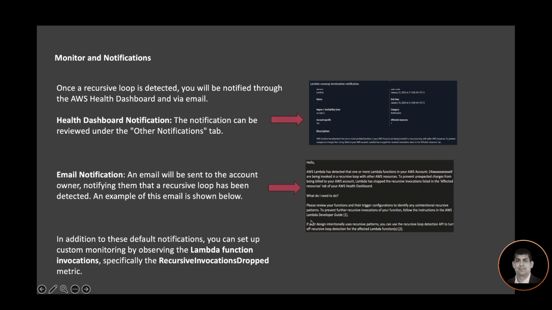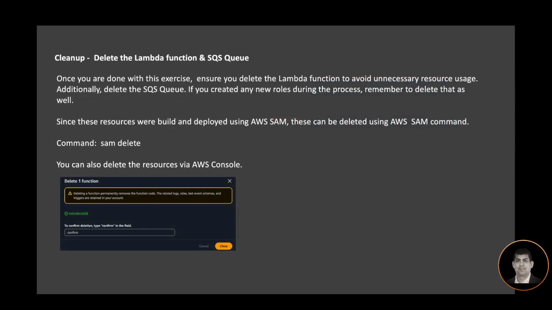Now, in addition to the default notification, you can also set up custom monitoring by observing the Lambda function invocation metrics, specifically the recursive invocation dropped metric.